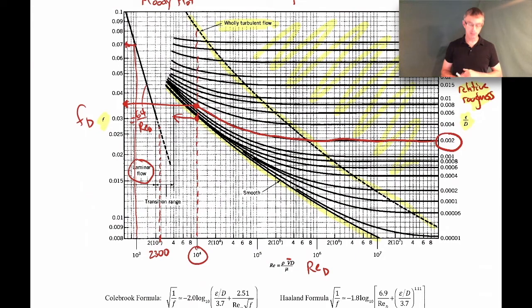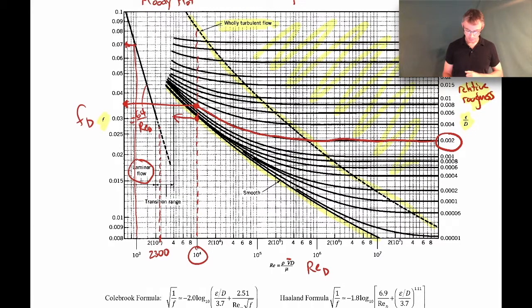Okay, so what that means is that the friction factor is really only a function of the relative roughness. It no longer is a function of the Reynolds number. You can see that since it's a horizontal line, it doesn't really depend on the Reynolds number anymore. Once you get to a large enough Reynolds number, then the Reynolds number doesn't make much of a difference any longer. It's really just the relative roughness that's important. So that's called the wholly turbulent flow.